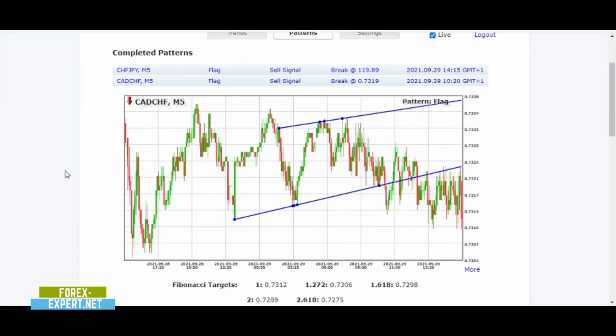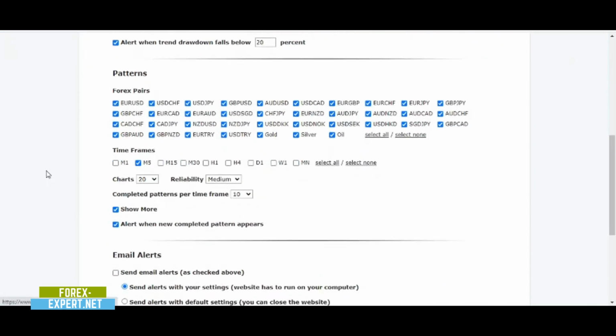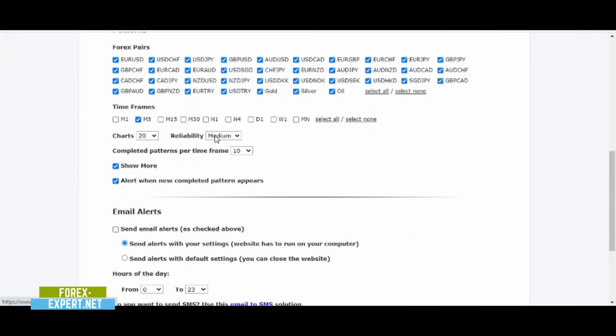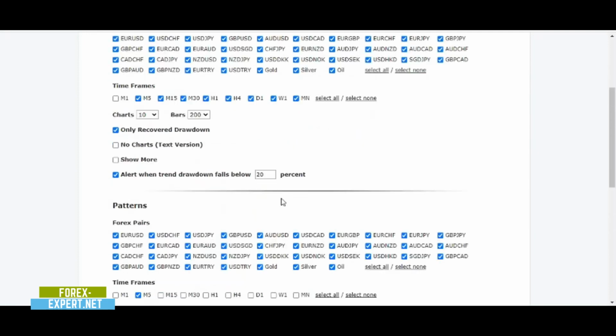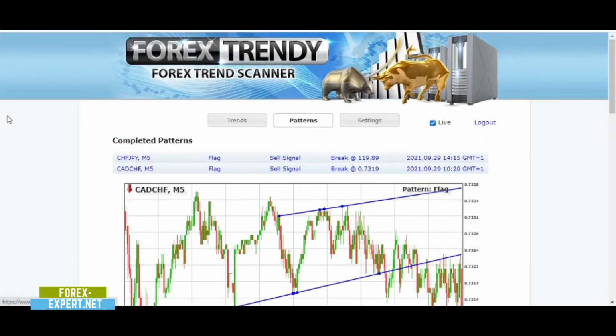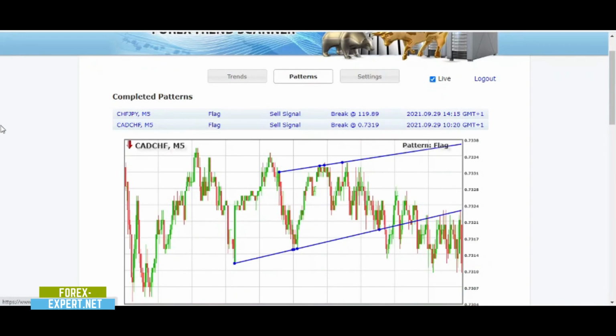Canadian dollar and the Swiss franc, we have a flag sell signal 73.19. It looks like a very bad trade, bad signal. Just looking at the price action, the size of candles is not good. You don't have enough space to place a good stop loss. Okay, but if you go here on settings and go here on reliability, if you click on highest, you will get the best signals. I am on medium because I have a good understanding of price action and trading news.